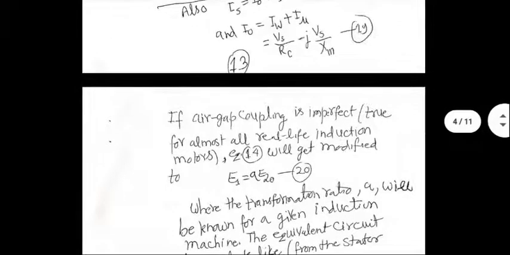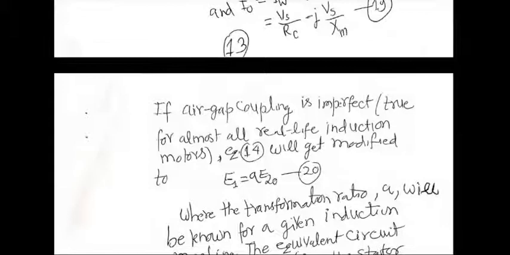Now, if air gap coupling, I have been saying this again and again, if air gap coupling is imperfect, then E1 and E2 naught will not be equal to each other. There will be a turns ratio involved, and the value will be less than 1, and maybe it will be a complex number also, quite possible. We'll assume that it's a real number. Why not? But for now, at least.